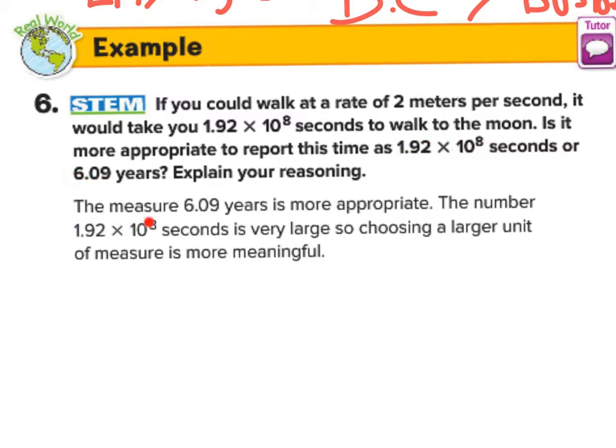Well, the measure 6.09 years is more appropriate, right? Because we want to talk about time. How long will it take you to get there? The number 1.92 times 10 to the power seconds is very large, so choosing a larger unit of measure is more meaningful. We don't want to measure how many seconds it'll take to get to the moon. We want to measure how many years, because we know how far it really is. Seconds, I don't even really know how many seconds are in a year. So it would be better to just measure by the year.